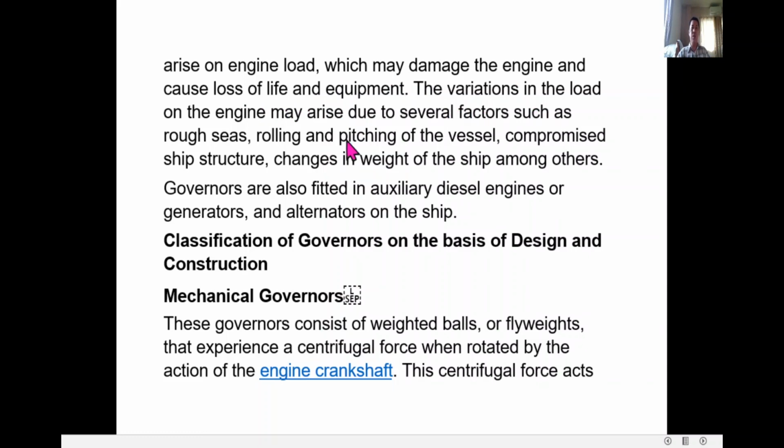The variation in the load on the engine may arise due to several factors such as rough seas, rolling and pitching of the vessel, compromised ship structure, changes in the weight of the ship, among others. Governors are also fitted in the auxiliary diesel engines, or the generators and alternators on the ship.